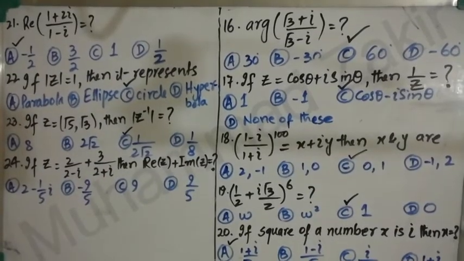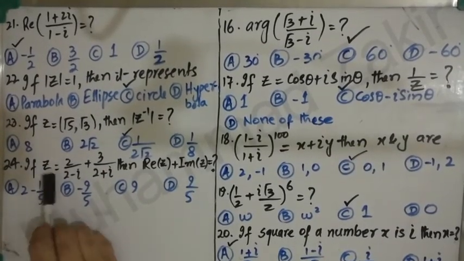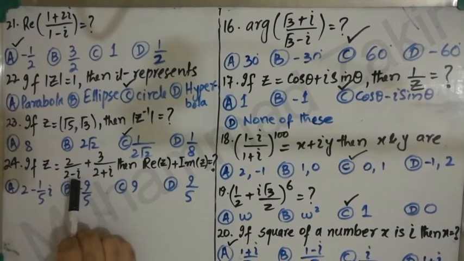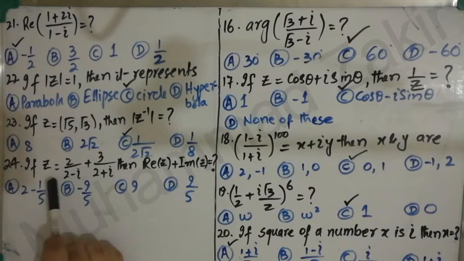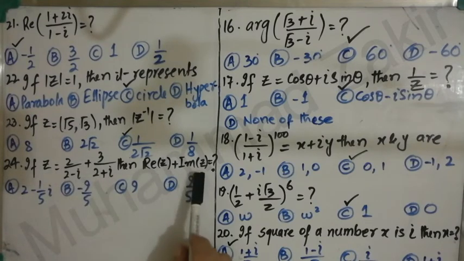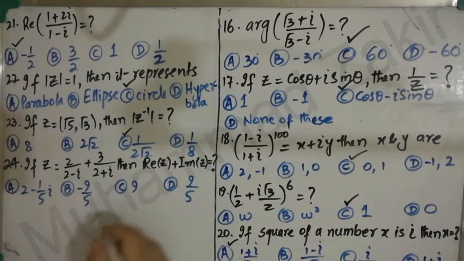Okay, dear student, this is the next MCQ. If z is equal to 2 by 2 minus iota plus 3 by 2 plus iota, then the real part and imaginary part of z, finally in its final shape when z is obtained, what is the real and imaginary part sum? So we will solve. We have to build our capacity to solve these questions very quickly.